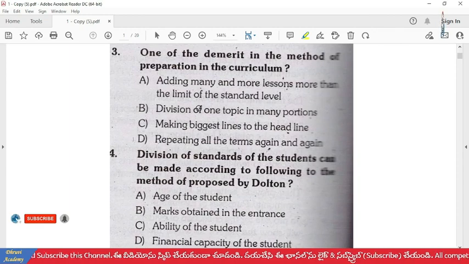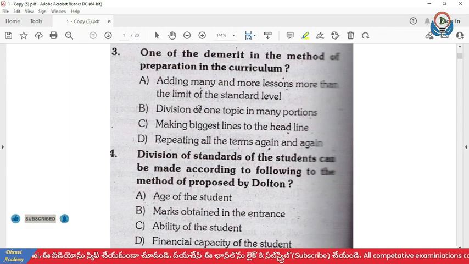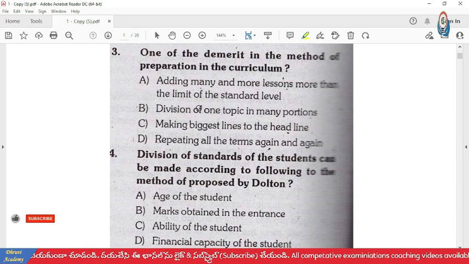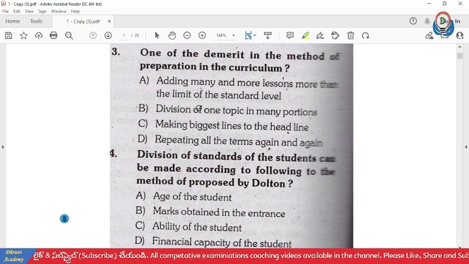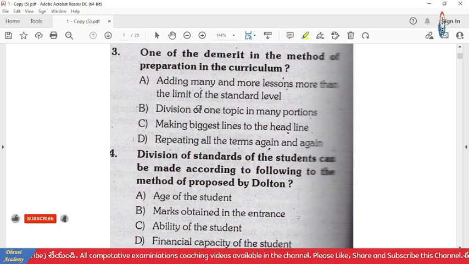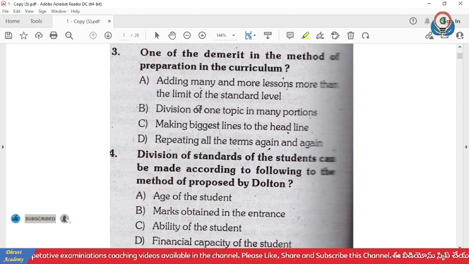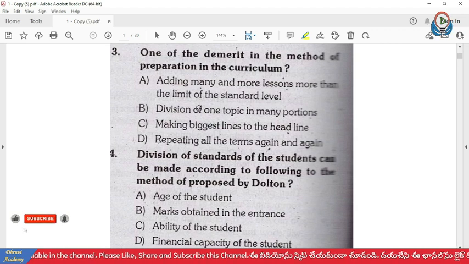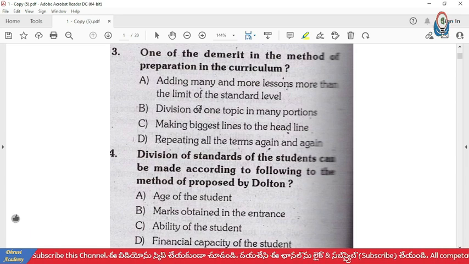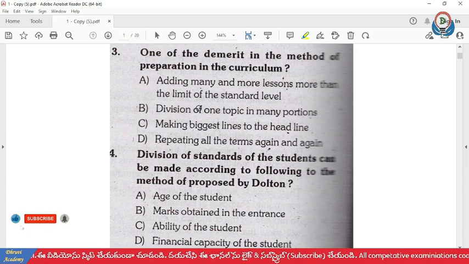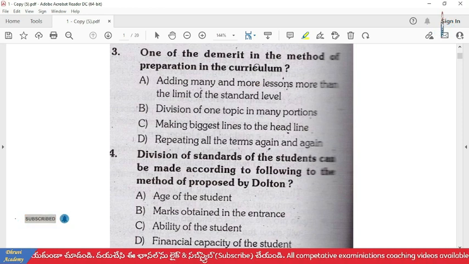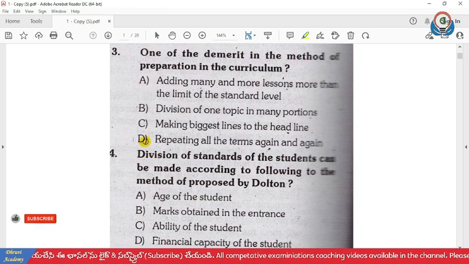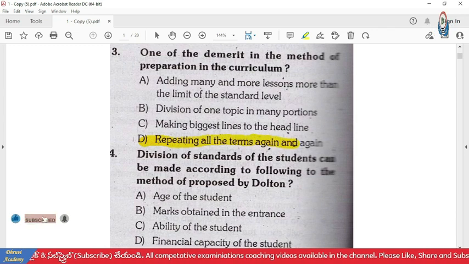One of the demerits in the method of preparation of the curriculum, which is the demerit they're asking about, is: A, adding many more lessons than the limit of the standard level; B, division of one topic into many portions; C, making the biggest lines to the headline; D, repeating all the terms again and again. The answer is repeating all the terms again and again. This is the demerit.